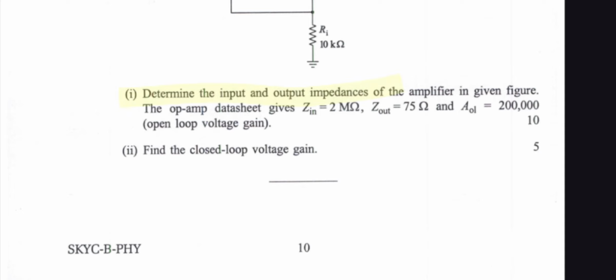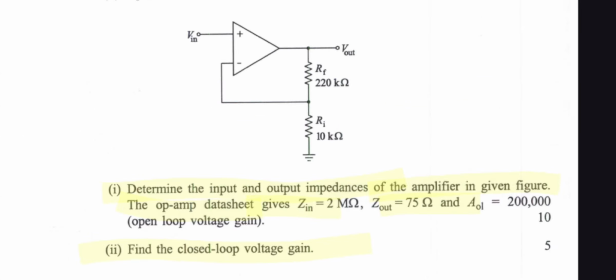Determine the input and output impedance of the amplifier in the given figure. So the op-amp data gives Zin equal to some megaohms, Zout equal to 15, and A0 equal to 10 lakh. So find the closed-loop voltage gain. That is the question here.